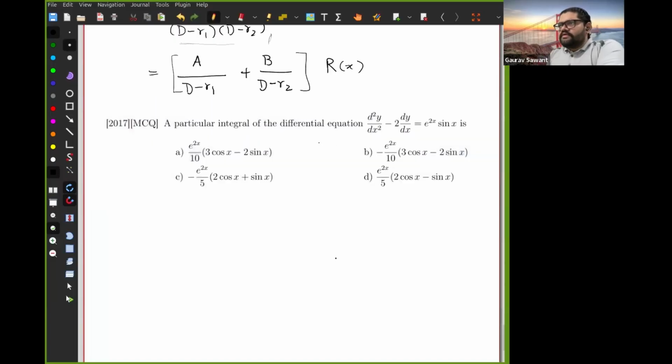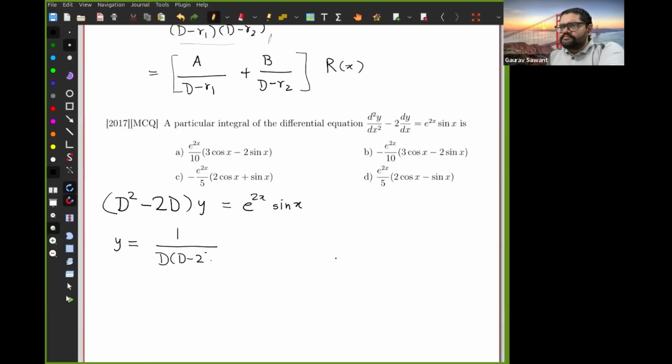Okay, so I have D squared minus 2D of y is equal to e power 2x sin x. D squared minus 2D is just D times (D minus 2). So I will have y is equal to 1 over (D minus 2) acting on e power 2x sin x.